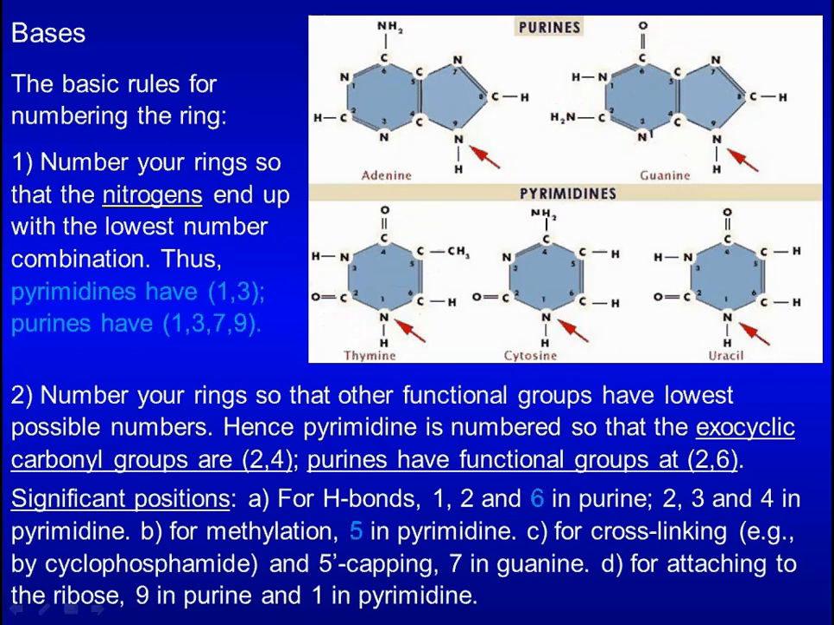Significant positions: position 5 in pyrimidine. For example, cytosine position 5 is related to methylation. Position 6 in purine. For example, the amino group at position 6 will be removed by adenosine deaminase. Defects in this enzyme lead to severe combined immunodeficiency, or SCID.